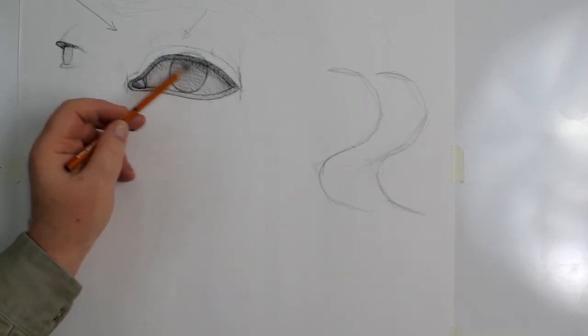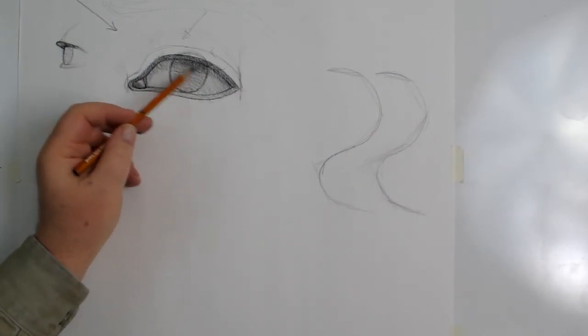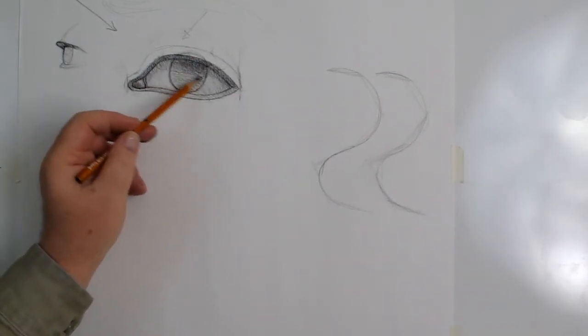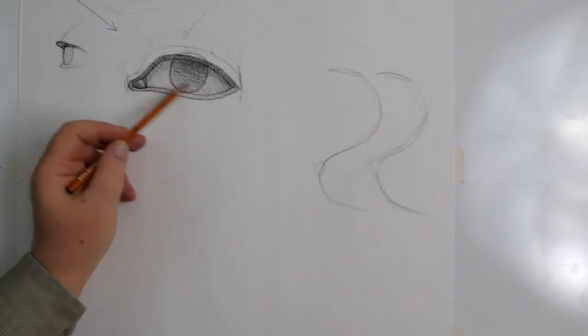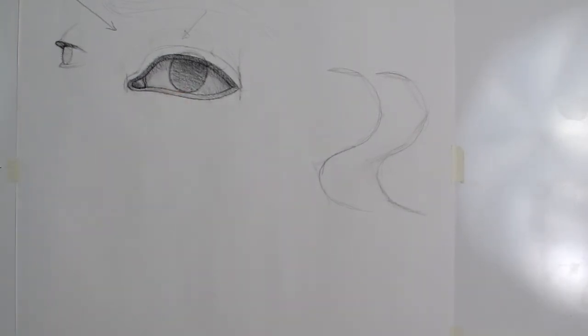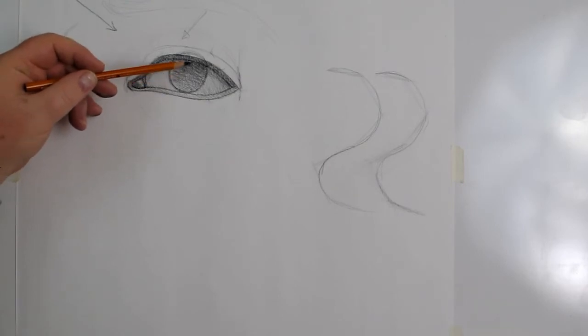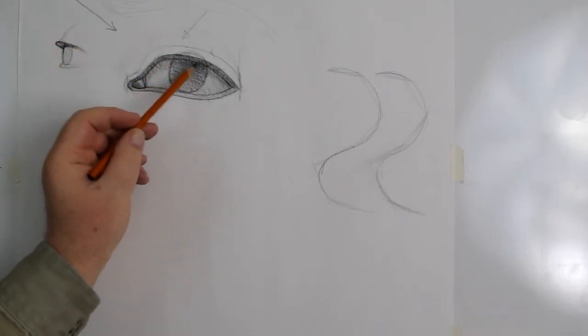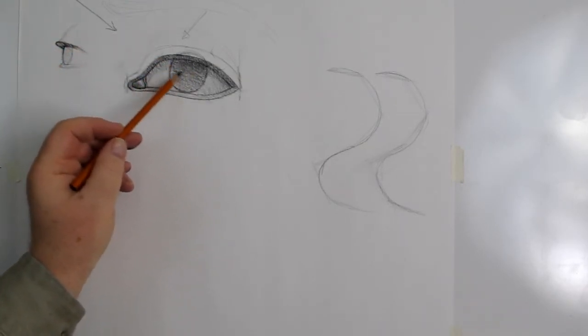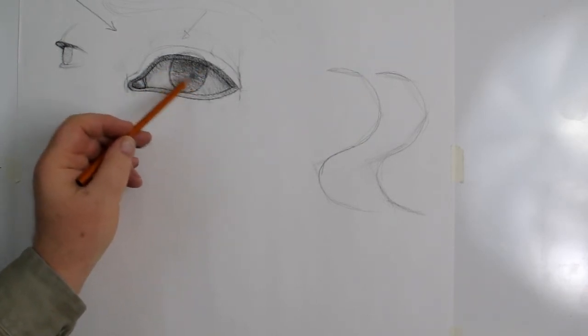So again, we want to start looking at what are the value relationships of that eye, and at the very least, there's going to be a gradation in the eye, going darker as it comes up, getting lighter as it comes out from under that cast shadow and starts to catch some of the light.